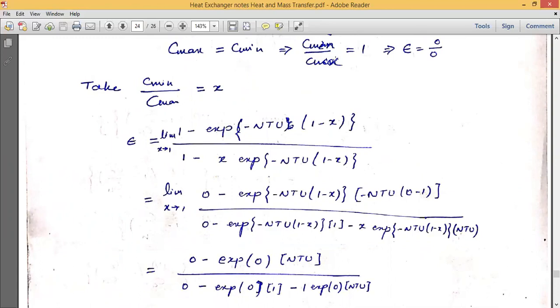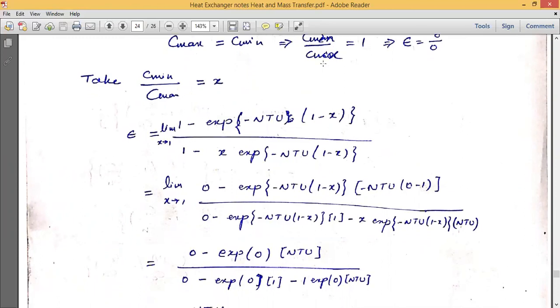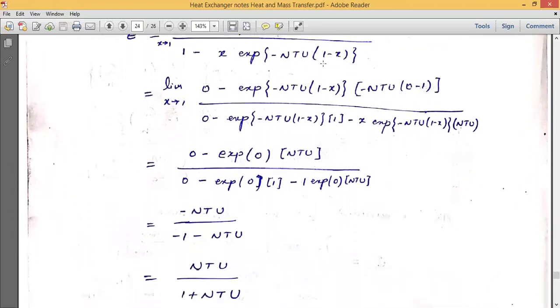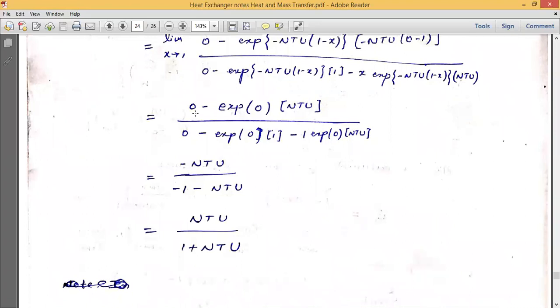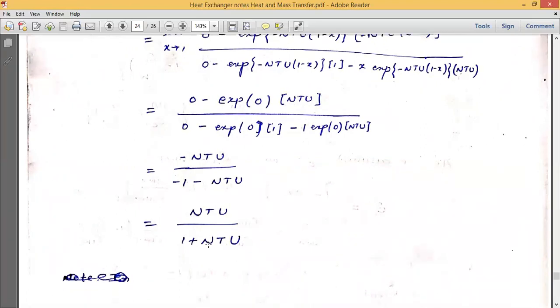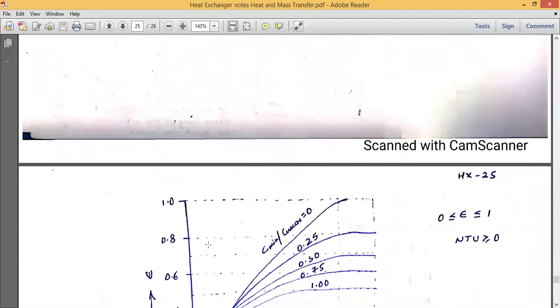By assuming C minimum and C maximum as a variable x, and by taking the limit x tends to 1, thereafter we will get an expression after simplification as NTU upon 1 plus NTU. So for the regeneration, the effectiveness for the counter flow is NTU upon 1 plus NTU. So these two special cases are important with respect to competitions, such as GATE as well as the engineering services. They directly ask for 1 mark, and sometimes even 2 marks.